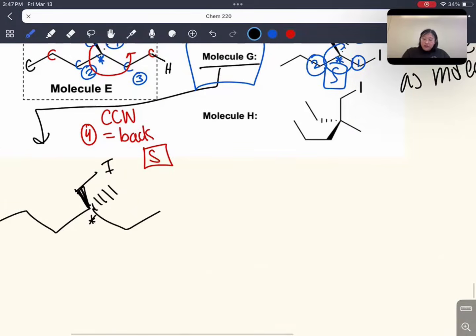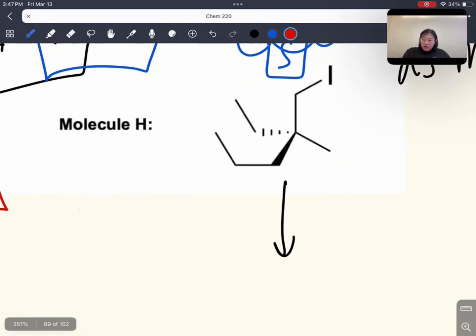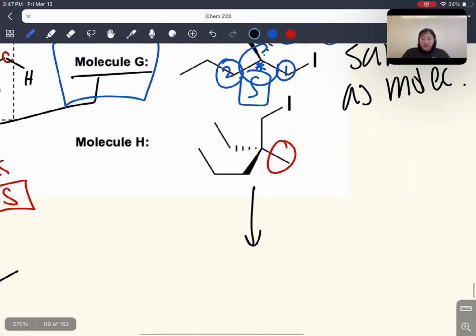Molecule H is a little different, right? Because our lowest priority group, which is our methyl group, is not located on a dash or a wedge, meaning that we can't assign chiral centers yet. So we need to rotate this molecule so that our chiral center has the methyl group either on a dash or on a wedge, which is why it's still an important skill for you to understand how to rotate molecules.